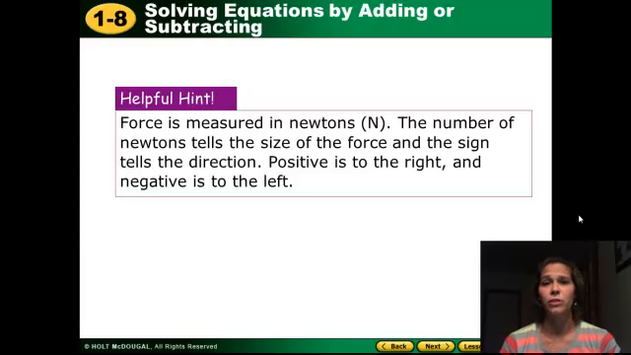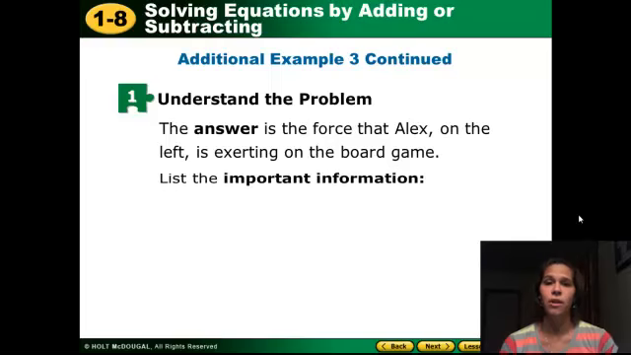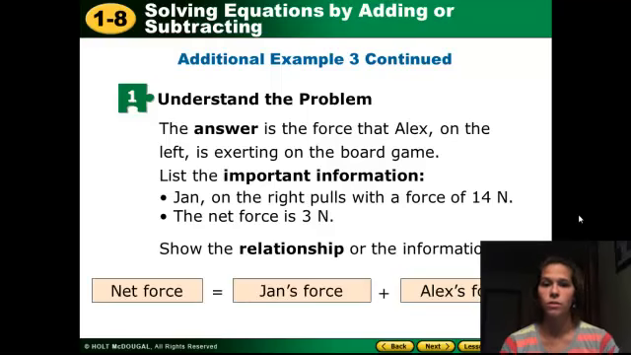This just explains what a newton is. It's capital N. It's a measure of force, positive to the right, negative to the left. So the answer is the force that Alex on the left is exerting on the board game. List the important information that I was given. Jan on the right pulls with a force of 14 newtons. The net force is 3 newtons. Show the relationship or the information.